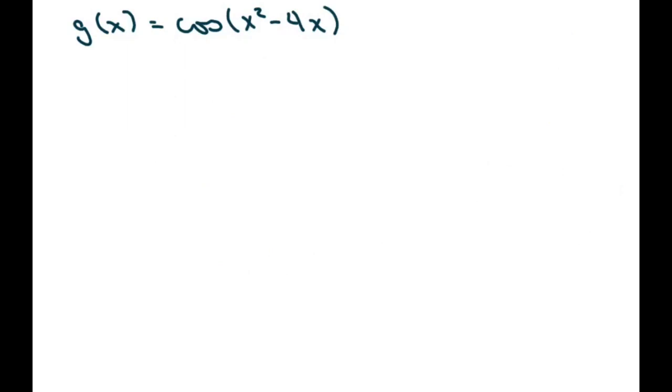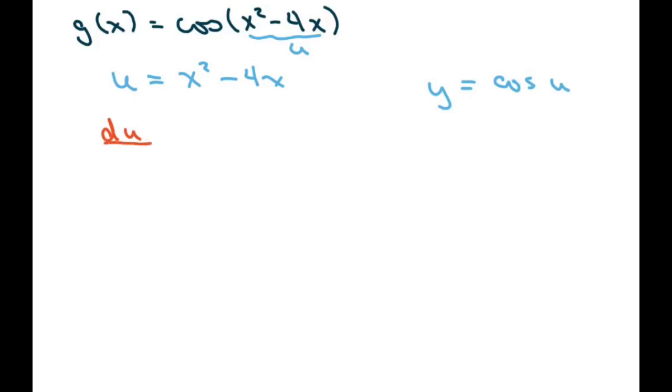The next one I have is this one. So the first thing I'm going to do is let u be my inner function, which is x squared minus 4x. And I'm going to let y be my outer function, which is cosine of u, because I'm going to let this be u. Now, differentiating, we get derivative of u with respect to x equals 2x minus 4, and the derivative of y with respect to u, the derivative of cosine, is just negative sine of u.